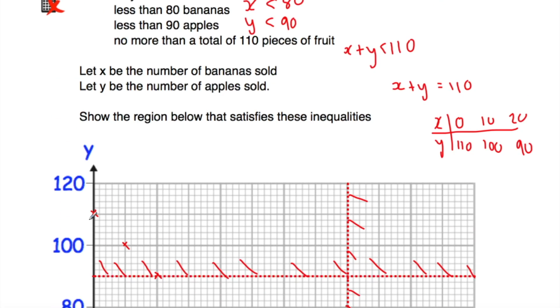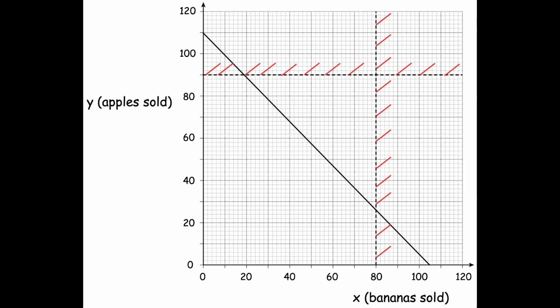Let's plot them. Okay, so we've got those 3 points. Now let's draw a nice straight line through them. So let's do that. So that's fantastic. We've now just drawn the graph of X plus Y equals 110 on the grid. Now we need to find out which region we're going to accept. Are we going to accept it above that diagonal line, so this region here, or are we going to accept the region below the diagonal line?